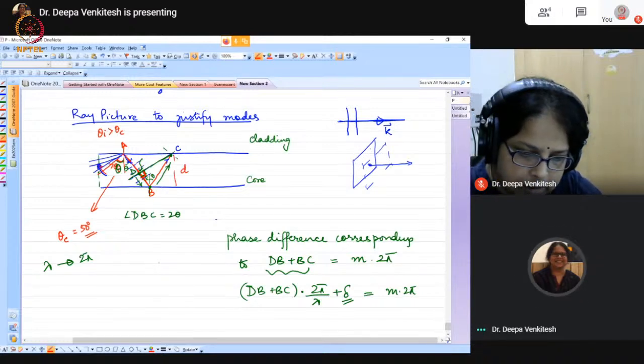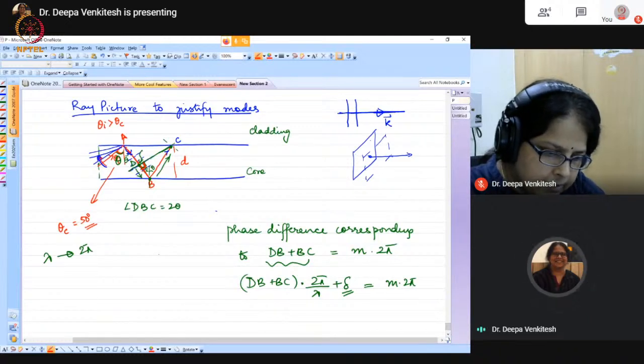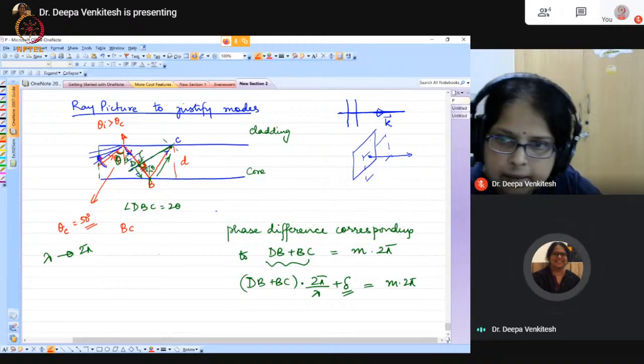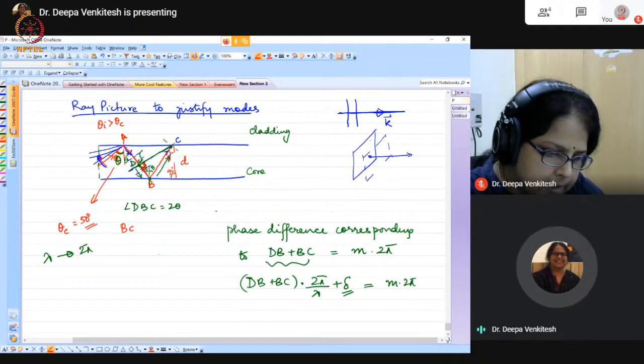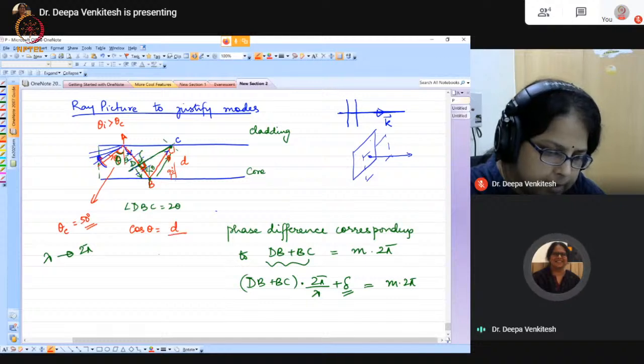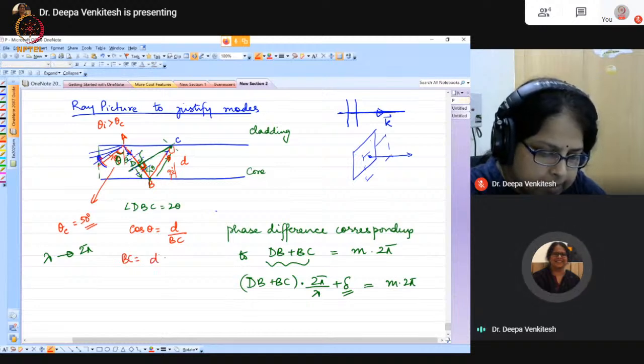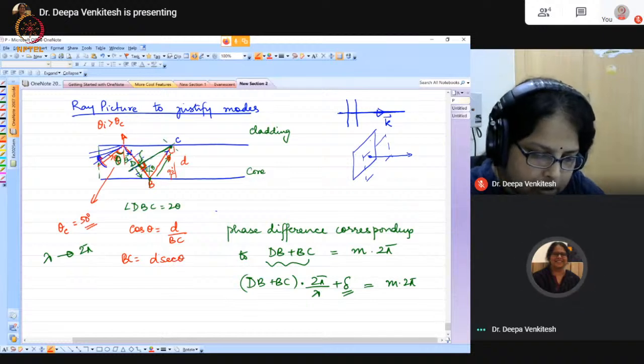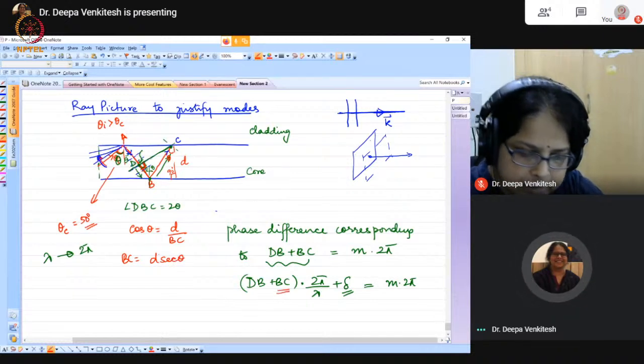That's what we did. We said that we can always write BC. So if this is theta, this is 90 degree, here again is theta. So I can say that cos theta is equal to adjacent side, which is D divided by BC. So BC, because we want to find BC, is equal to D sec theta. So I got BC as D sec theta.